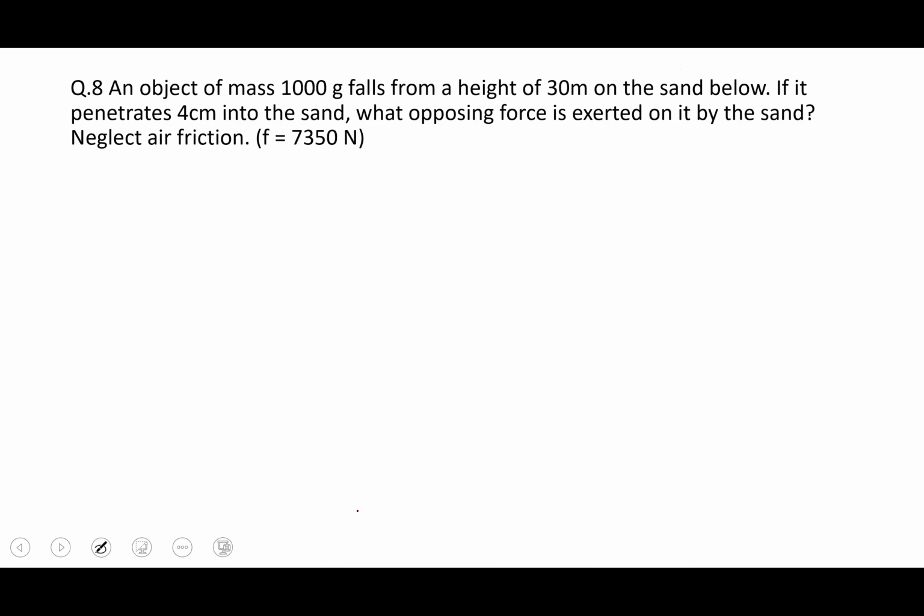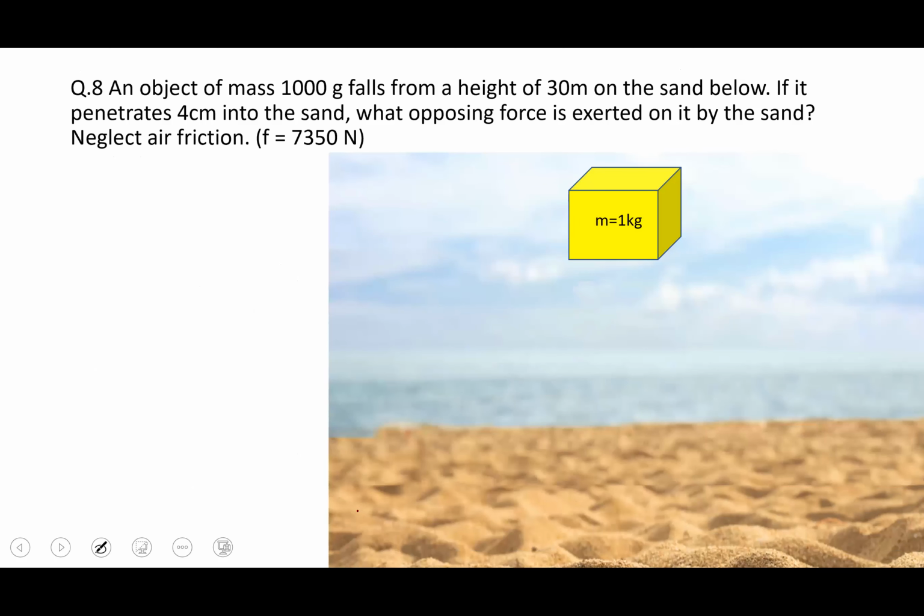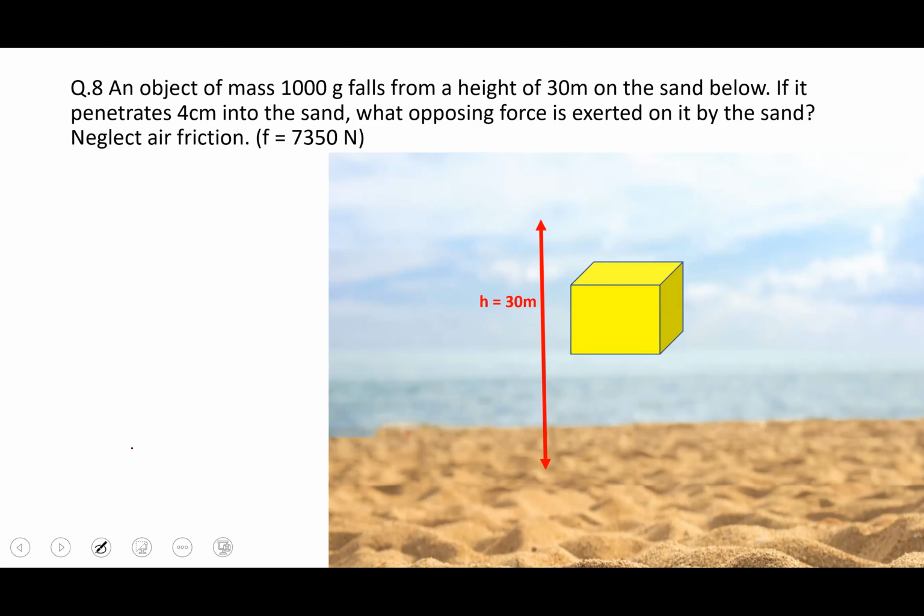Moving on to numerical number 8: an object of mass 1000 grams falls from a height of 3 meters onto the sand below. If it penetrates 4 centimeters into the sand, what opposing force is exerted on it by the sand, neglecting the air friction? Here we have the mass, and here's the sand. As soon as we let this mass fall onto the sand, it falls a distance of 30 meters and goes into the sand. It penetrates into the sand just like this, up to 4 centimeters.